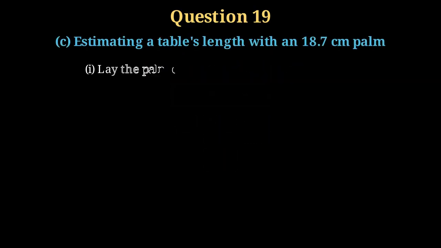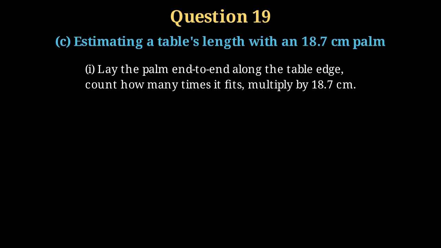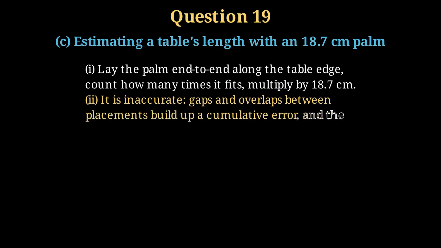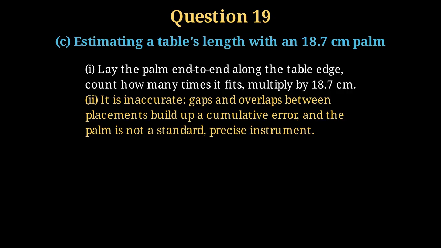Part C. Jane's palm is 18.7 centimeters long. To estimate the table's length, she lays her palm end to end along the edge, counts how many palm lengths fit, and multiplies that count by 18.7 centimeters. But the estimate is not accurate, because small gaps or overlaps between placements add up to a cumulative error, and the palm is not a standard, precise measuring tool. Well done.